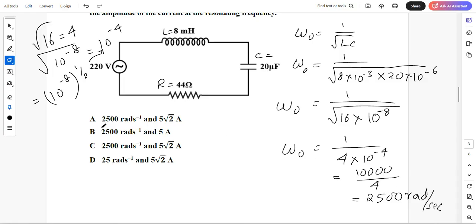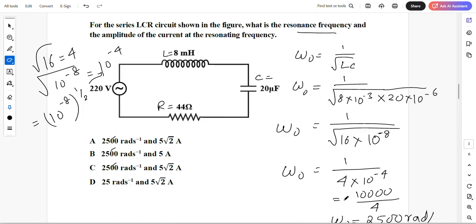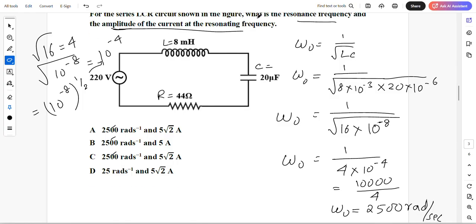What is the answer? Here also, the answers are the same. Omega naught. Now you have to calculate one more parameter, the current. They are asking the frequency and the amplitude of the current at resonant frequency. How to calculate it? We know that XL is equal to XC. At XL equal to XC, Z will be equal to R, which is 44 ohm.